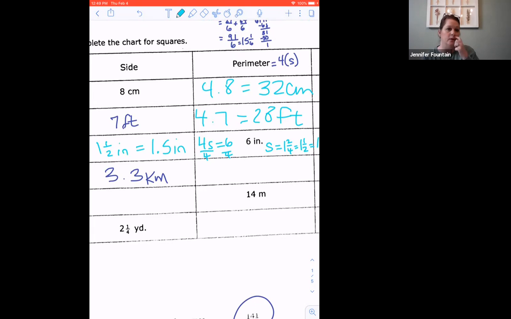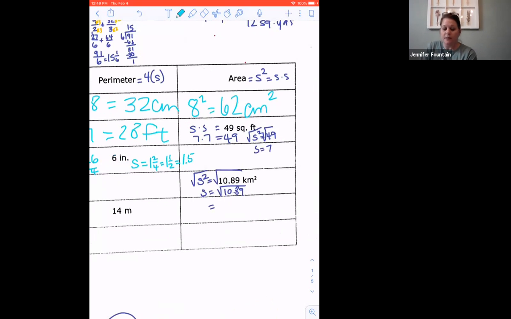Okay, now that we know the measure of each side, when we go to area, that's going to be side squared. So that's 1.5 squared, and 1.5 squared is going to equal 2.25 inches squared. Any questions on that one?